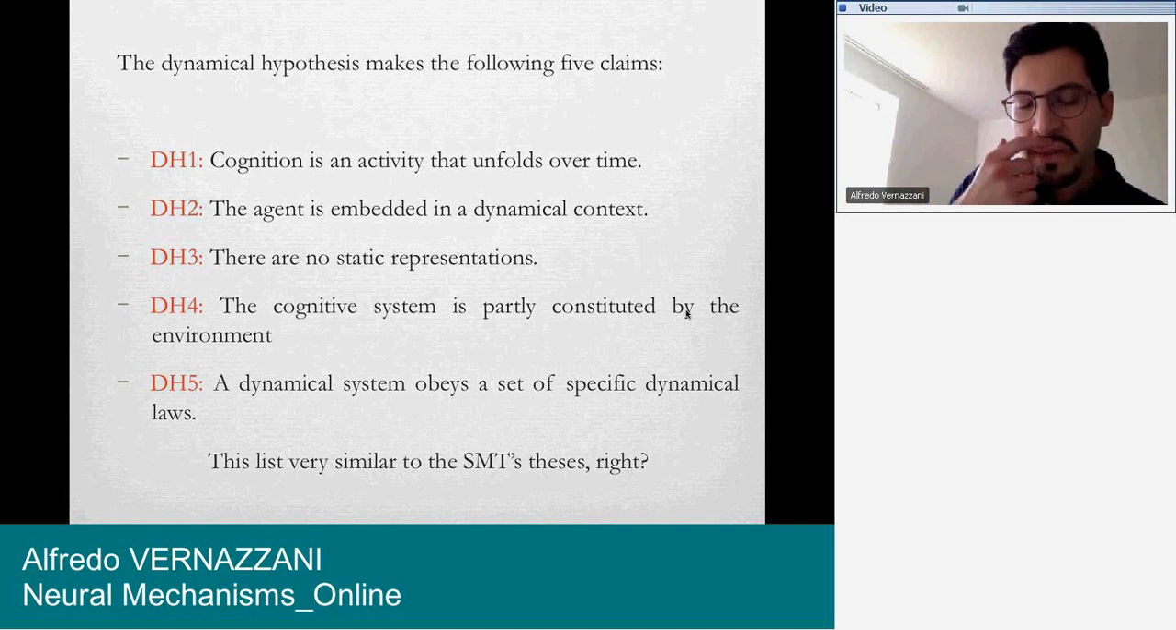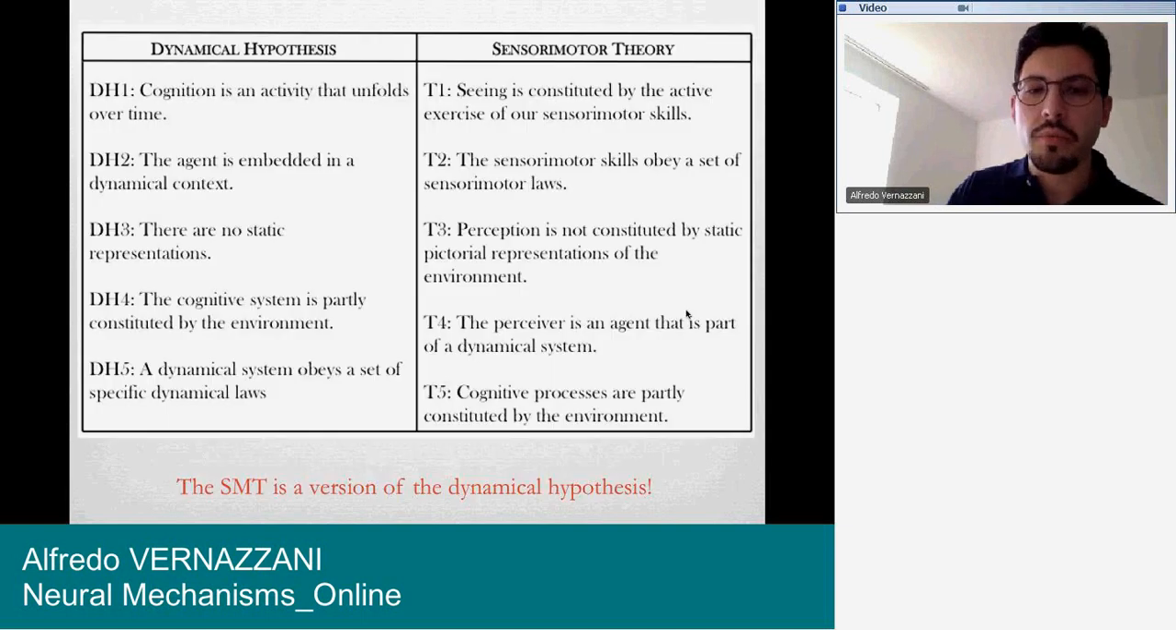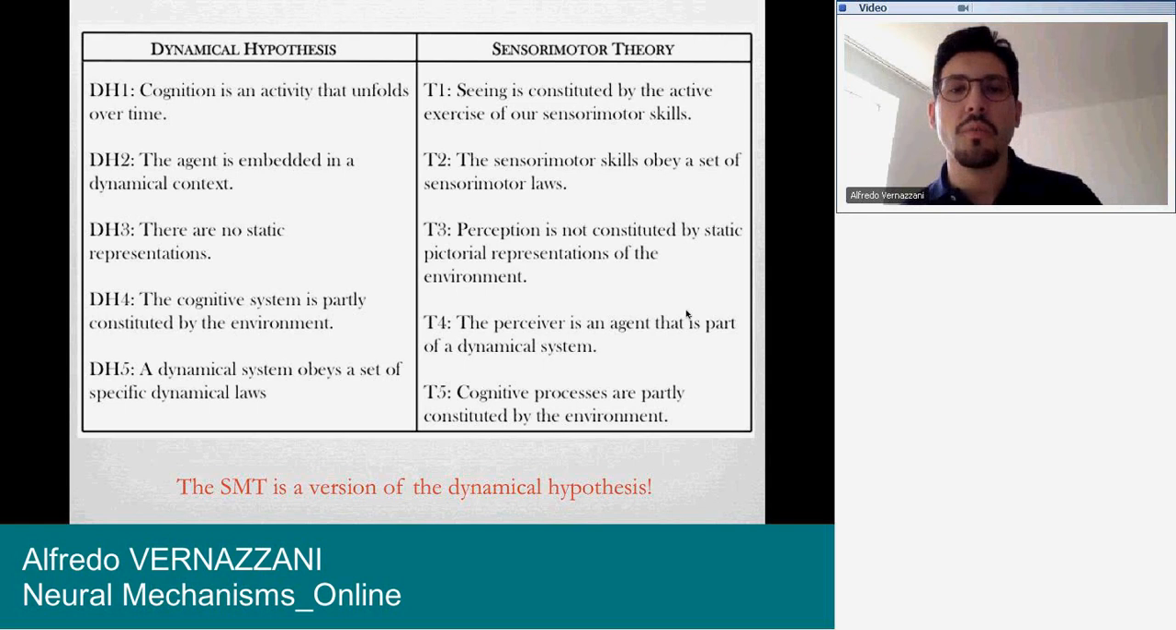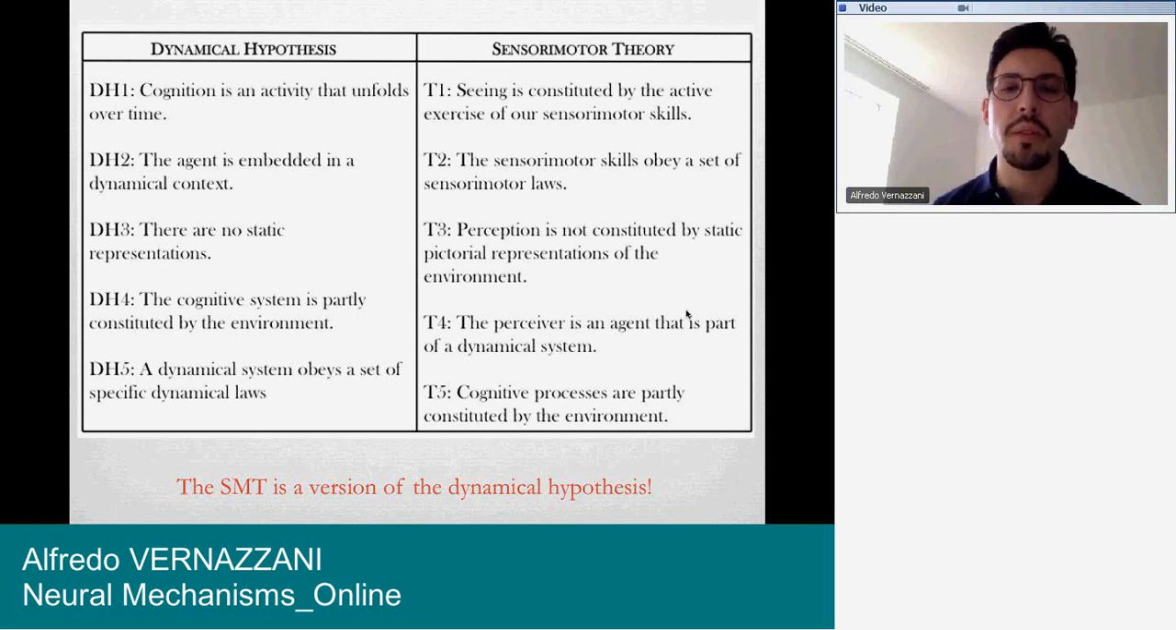And as you might have noticed here, this list of features is very similar to the core theses of the sensorimotor theory. Actually, if we put them in a table, we can compare them. Sorry that the list is a bit messy because DH1 does not exactly correspond to T1 of the sensorimotor theory, but the theses are roughly equivalent, for example. Now, my hunch here is that the sensorimotor theory basically shares a number of assumptions which we find in the dynamical hypothesis in cognitive science.